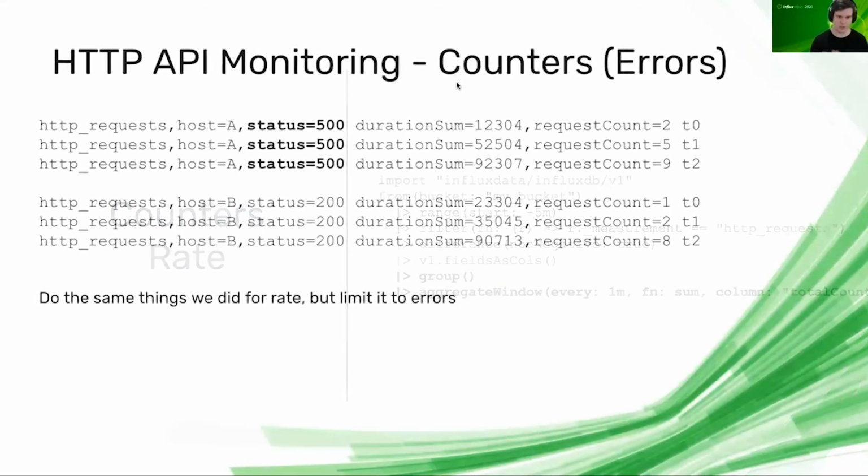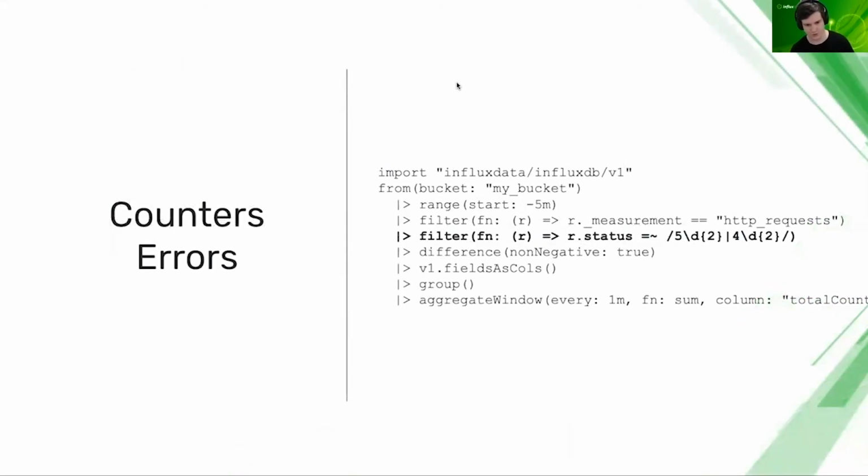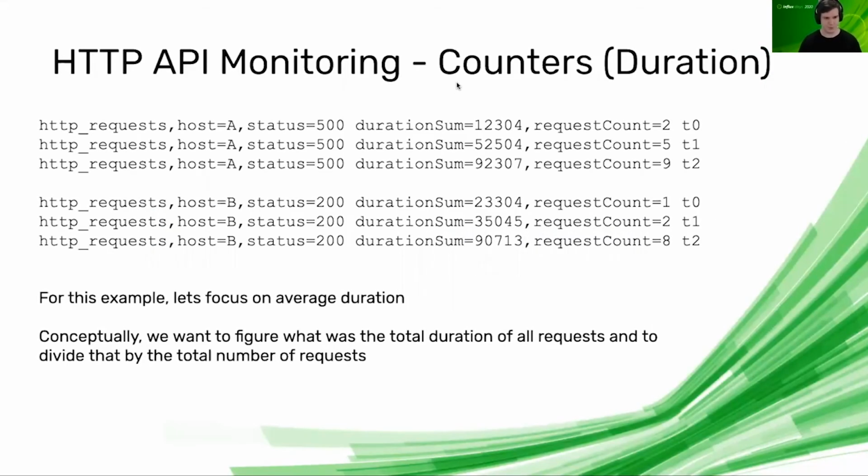Great. And then what about for errors? We did the exact same thing that we did for rate, but instead we just check for the non-200 class errors, or 500 or 400 class errors, which is great. And then what about for duration?